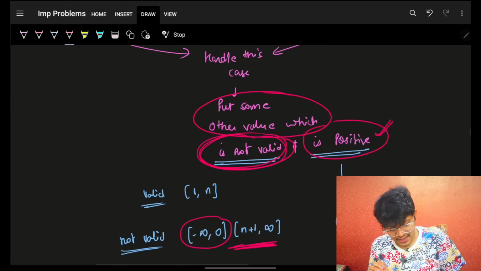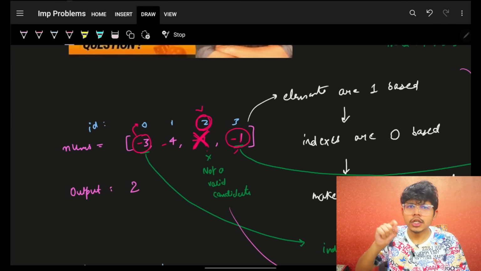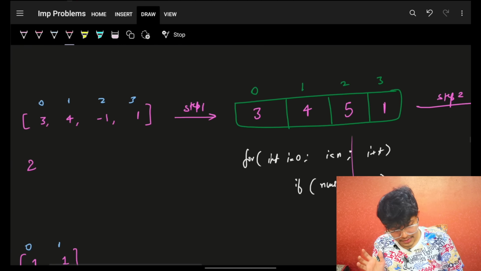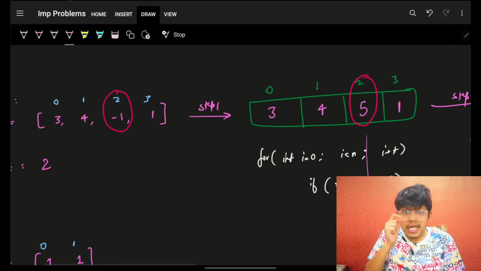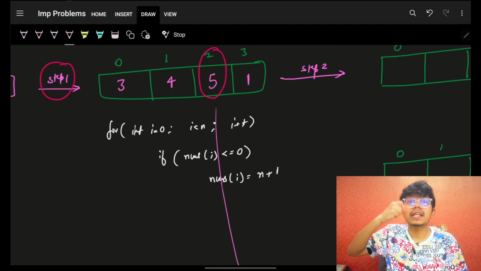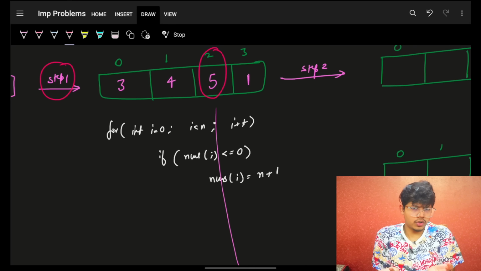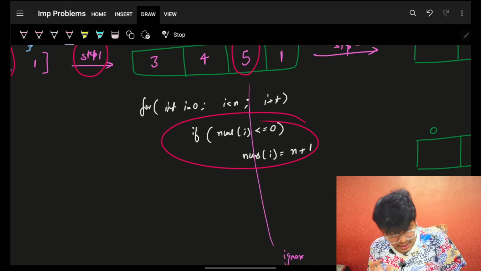So I realize that I will do one thing. I will replace all these existing negative numbers with n plus 1. So what will happen? I replace this number, minus 1, with the number 5. Now this was step 1. So you saw what happened in step 1: I replaced all the negative numbers. And again, when I say negative, I also mean 0, because 0 is also not a valid number for me. So I replaced all of them with n plus 1.